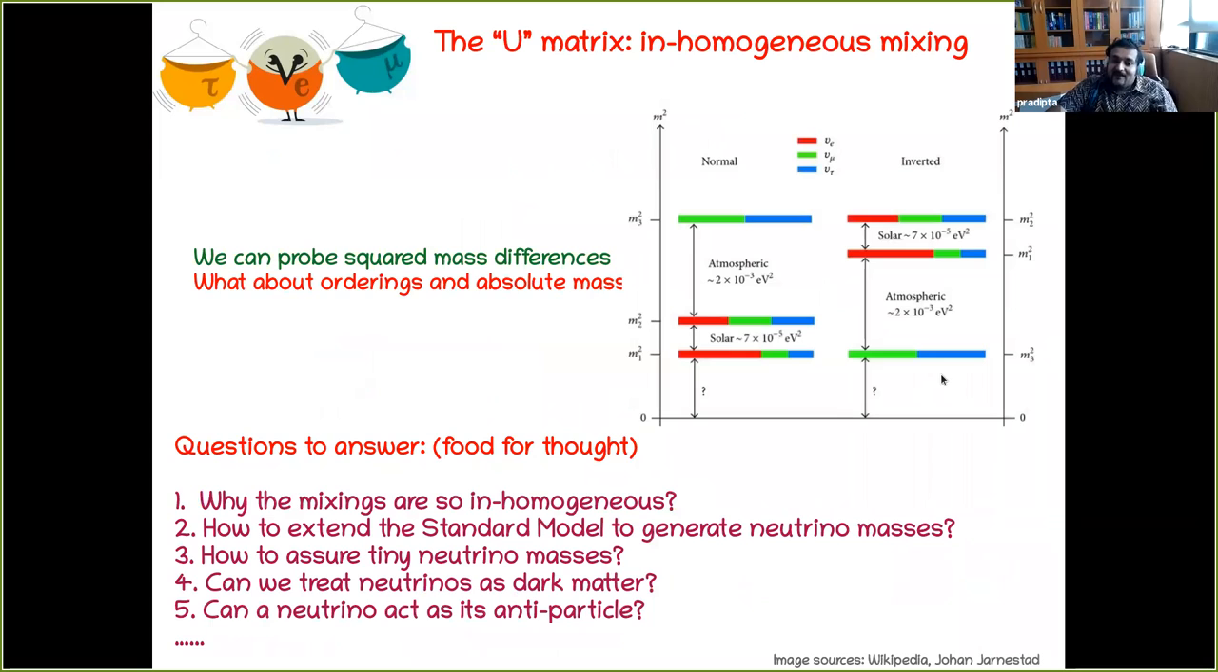The second thing is how exactly we should extend the standard model to generate neutrino masses. Because as of now, we have no experimental observation of the right-handed neutrino. Is it a right-handed neutrino or is it something else?